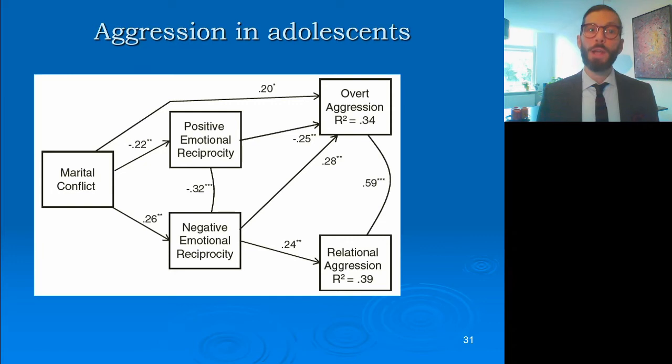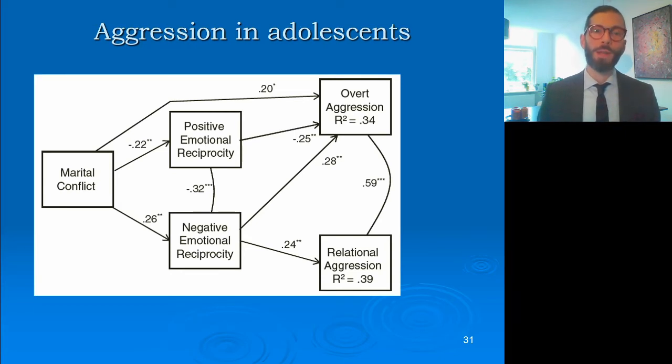And we can apply this same logic by tracing all of the paths. So for example, the specific indirect effect through negative emotional reciprocity is 0.26 times 0.28, which is about a third of a third, which is 1/9. And the indirect effect of marital conflict through negative emotional reciprocity onto relational aggression is again about 0.25 times 0.25, so it's about a quarter times a quarter, which is 1/16.